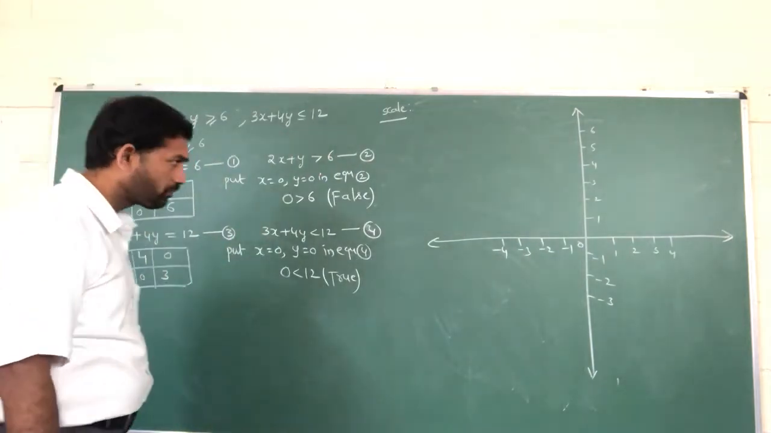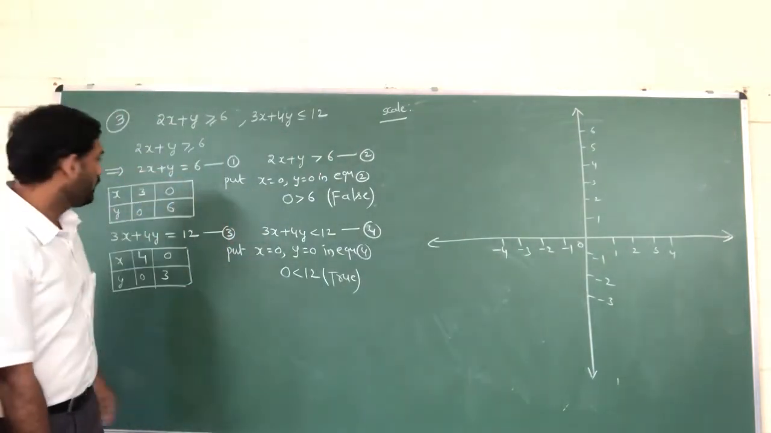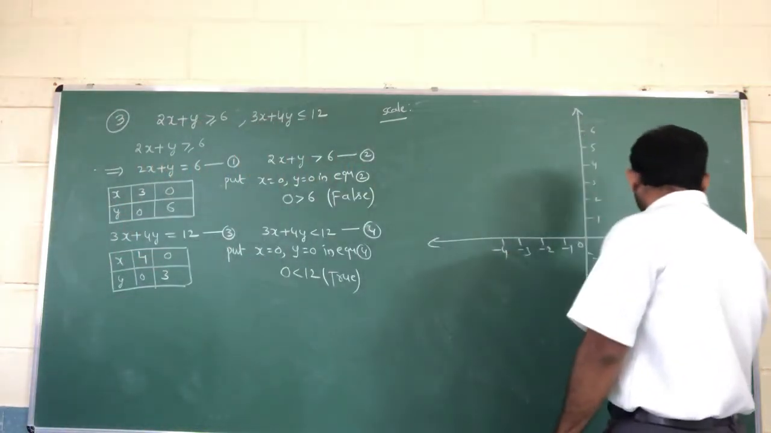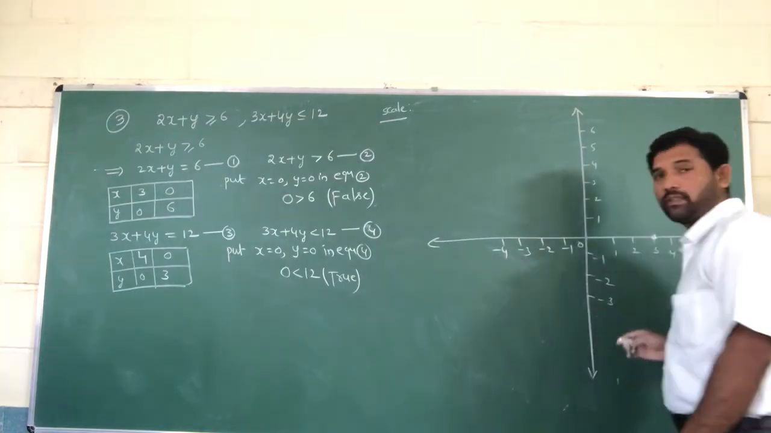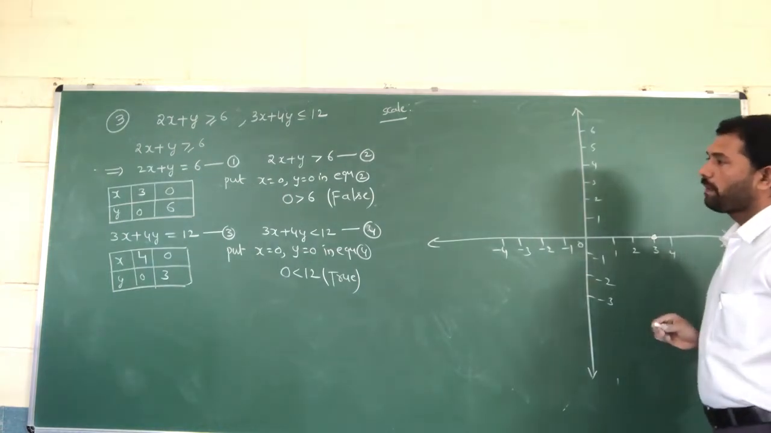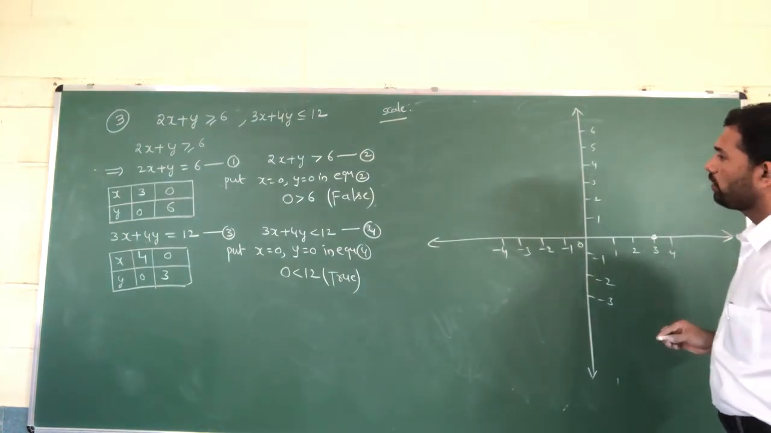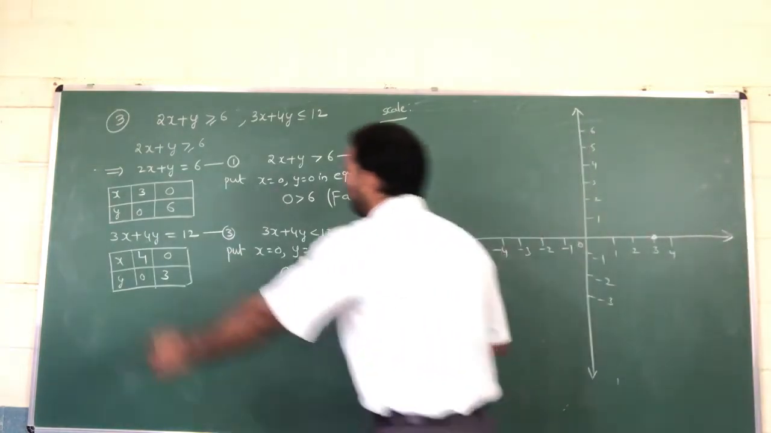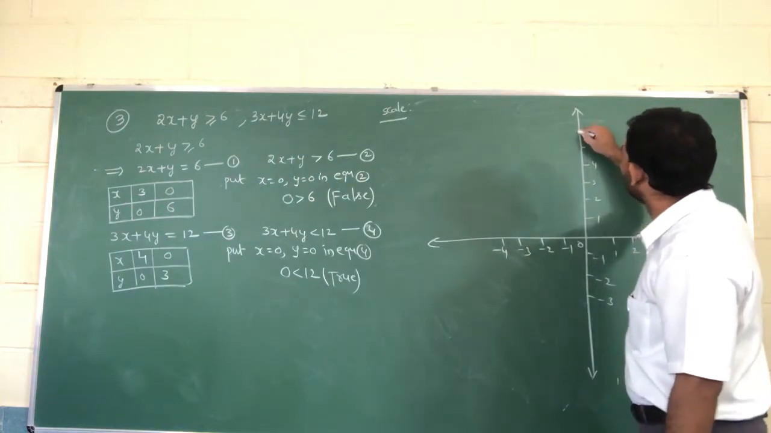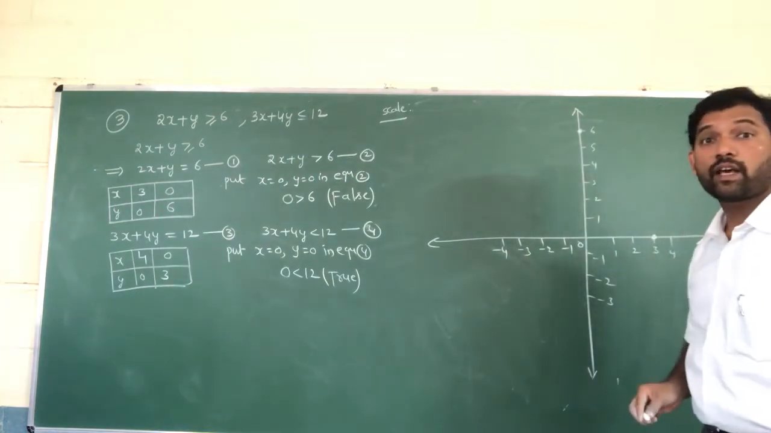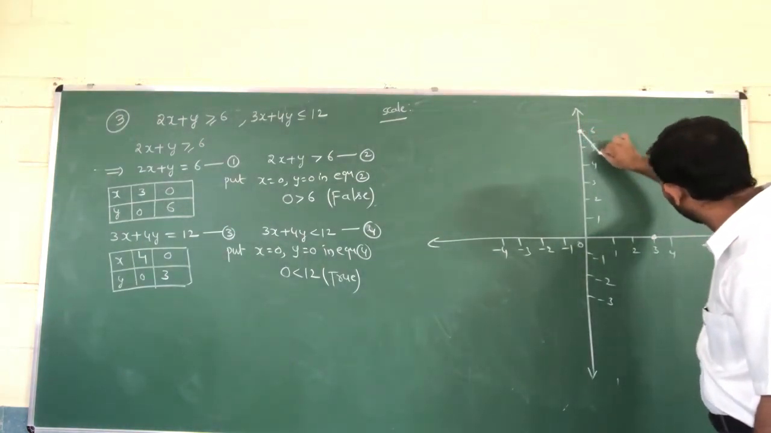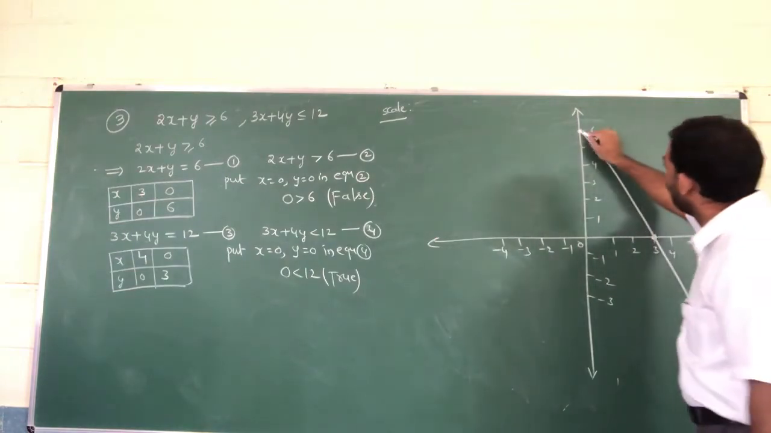After that, first equation number 1. What is equation number 1? x equal to 3, y equal to 0 means the point is here. After that, x is equal to 0, y is equal to 6, so this point. Join with a dark line or dotted line? It is greater than or equal to, so you take a dark line.